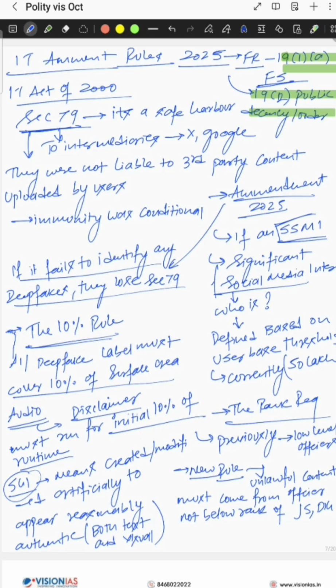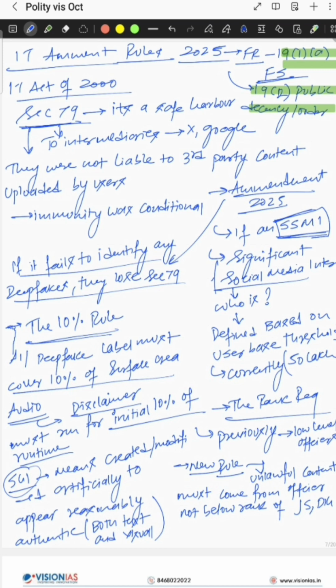Then it has given a condition for an SSMI. Who is an SSMI? SSMI is a significant social media intermediary like Google, YouTube. So how are we going to define this SSMI? If the registered users are greater than 50 lakh, that is the threshold in India to designate it as an SSMI. This I have written here.